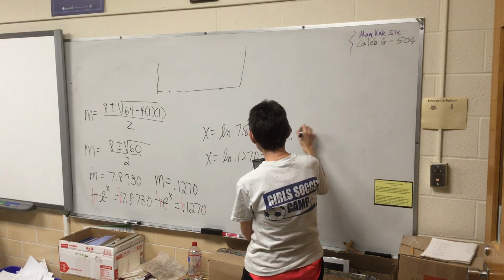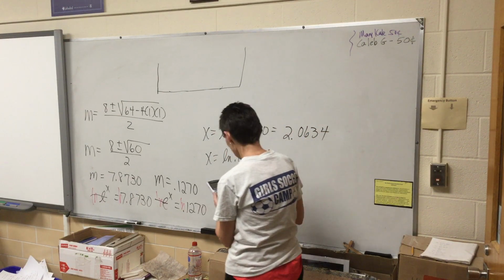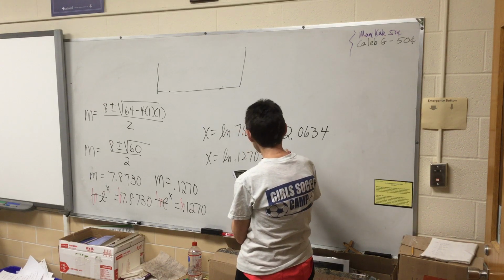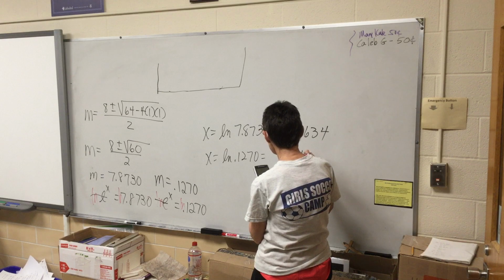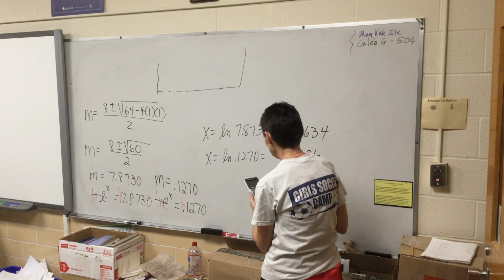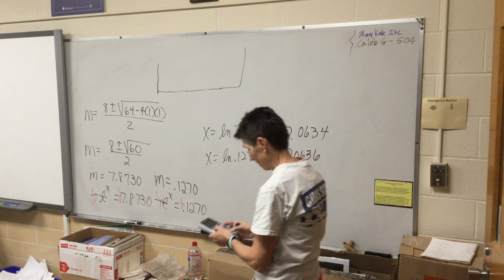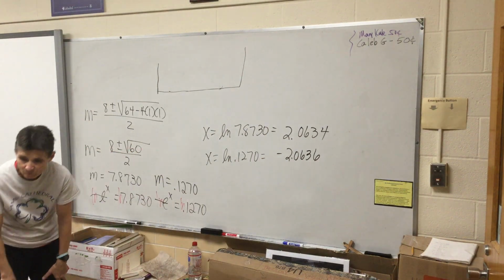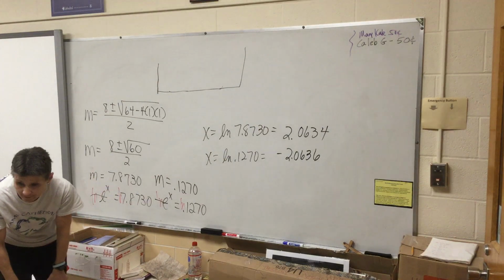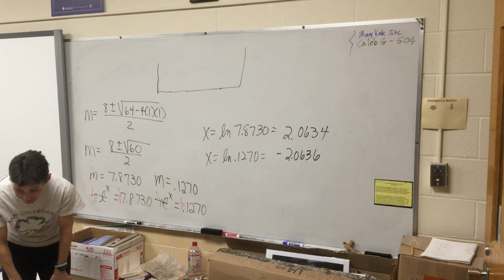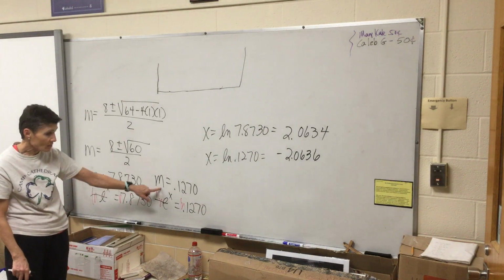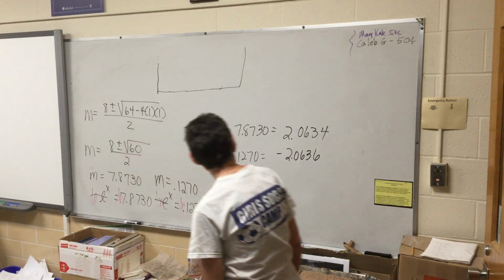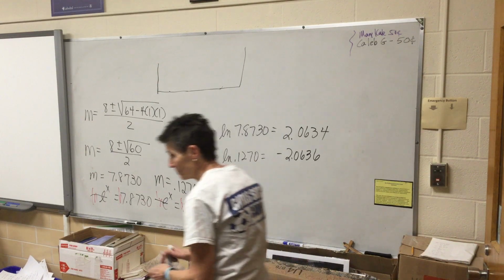Final answer, 2.0634 or negative 2.0636. Those are really close. My guess is they'd have been the same if I didn't round these off like I did. But it's okay. That's all right. There they are, the two answers to the problem.